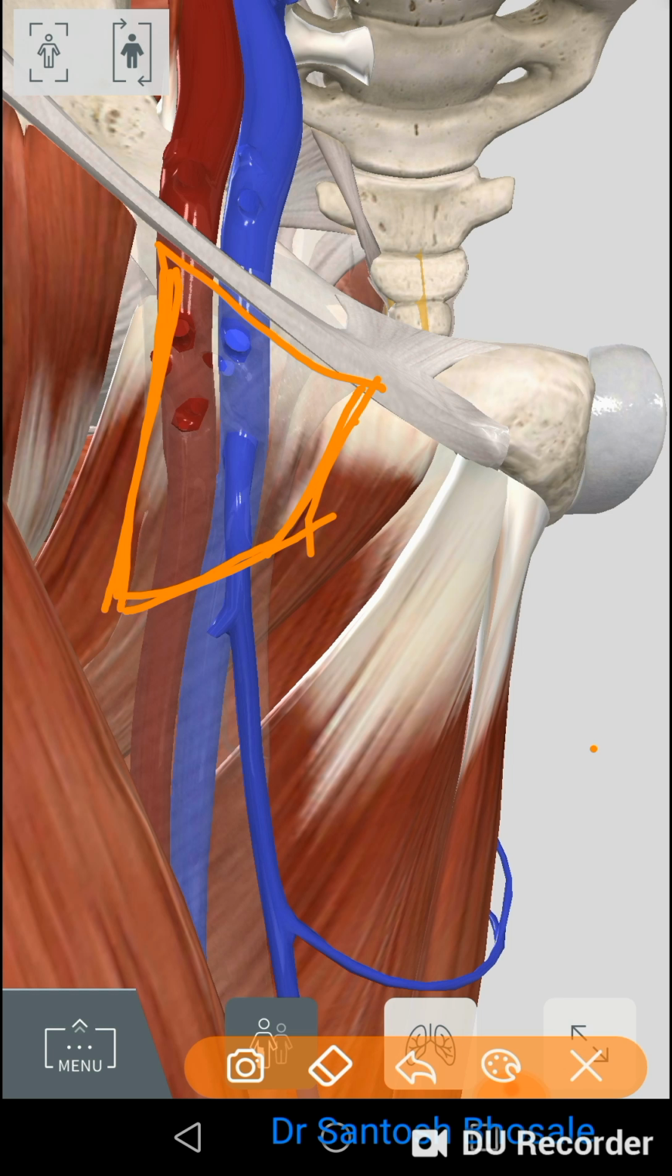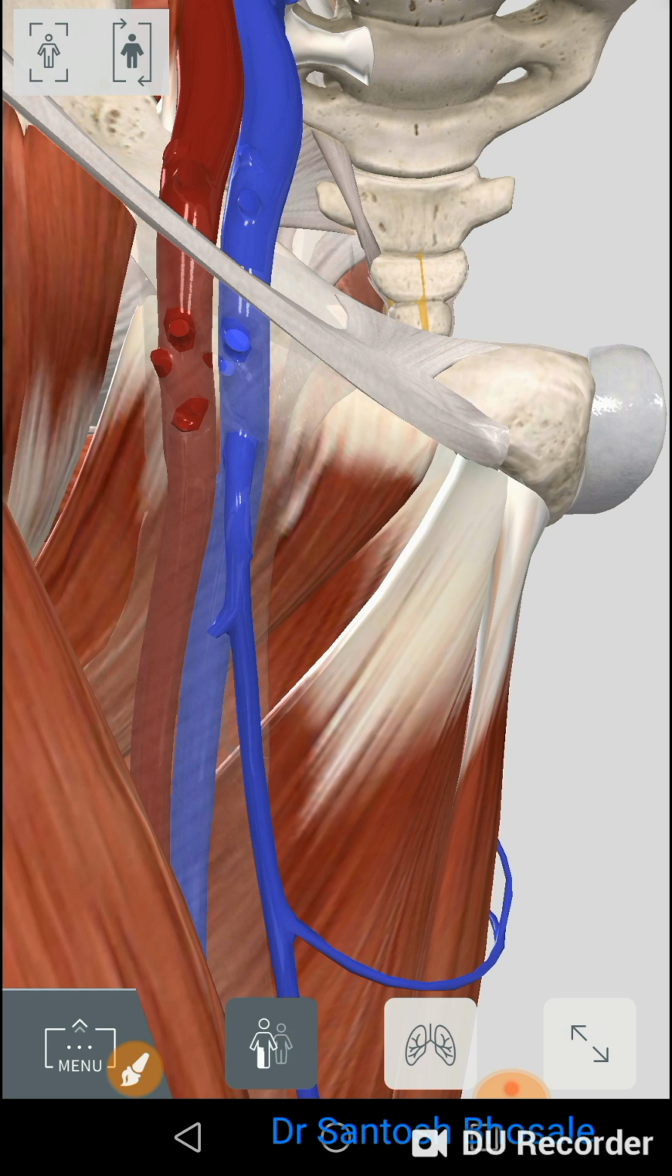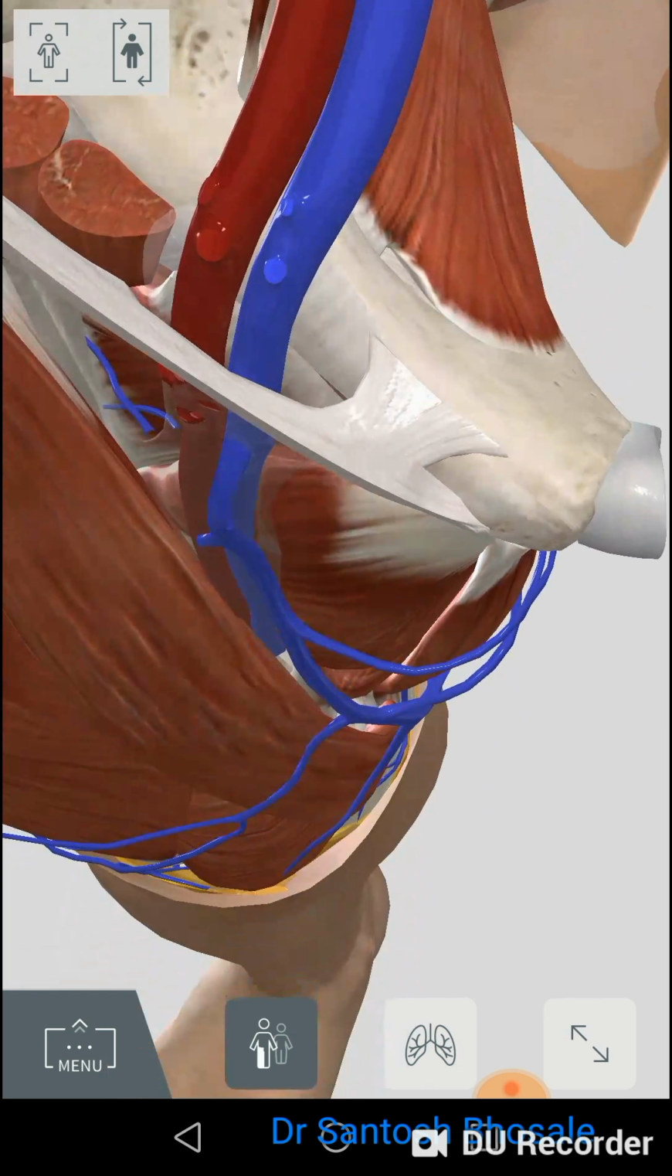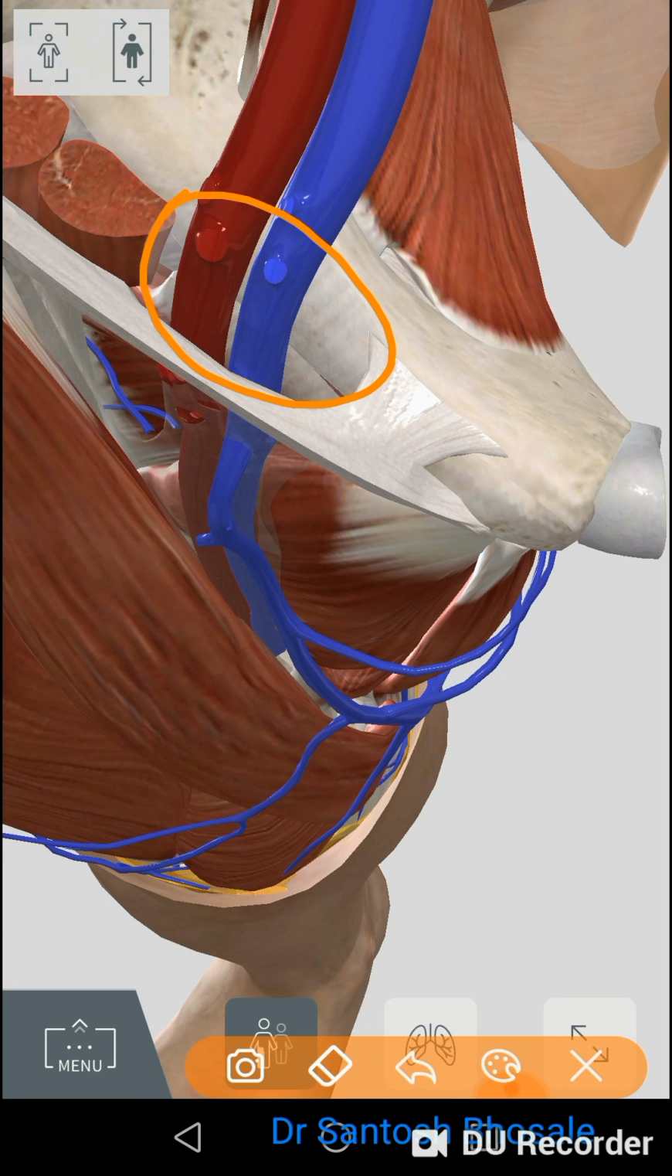The sheath is divided into three compartments by two septa. So here is the femoral sheath. The lateral compartment is occupied by the femoral artery. The middle compartment is occupied by the femoral vein, and the medial one is the lymphatic compartment, occupied by the deep inguinal lymph nodes.